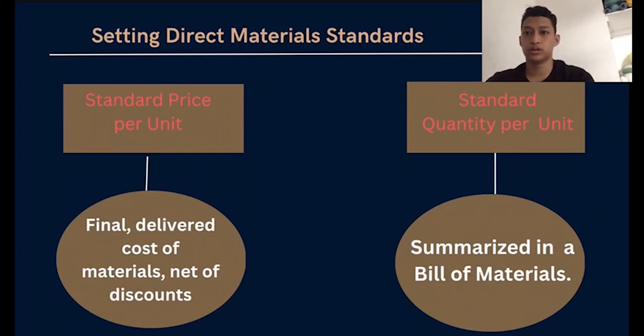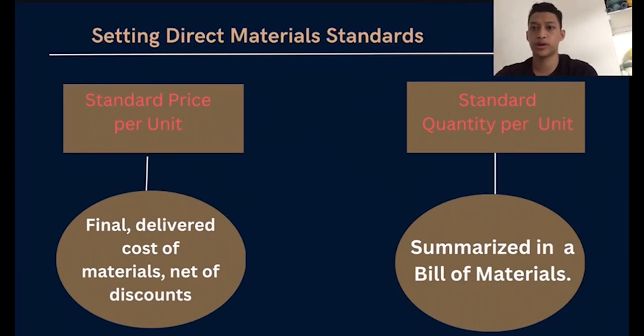Standard quantity per unit. The direct materials quantity standard is the quantity of direct materials that should be used per unit of finished good. Standard quantity would be the amount needed to meet the production design. A bill of materials is a list that shows the quantity of each type of materials in a unit of finished product. Standard price per unit. The direct materials price standard is the cost per unit of direct materials that should be incurred. Standard quantity per unit for direct materials should reflect the amount of materials required for each unit of finished product.